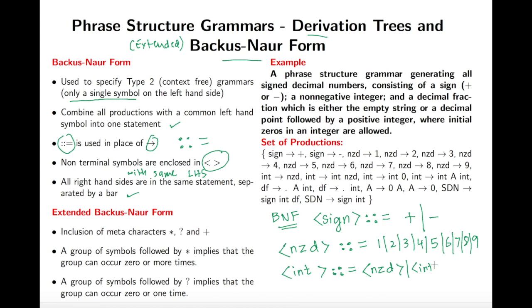Then I can say integer and non-zero digit, and this is a bar here, so I can continue. The next one is integer and 0, and 0 was a terminal element, so I will not enclose it in angle brackets. Then we have integer, a, integer, where integer is non-terminal, a is non-terminal, and integer is non-terminal. So now this integer is taken care of.